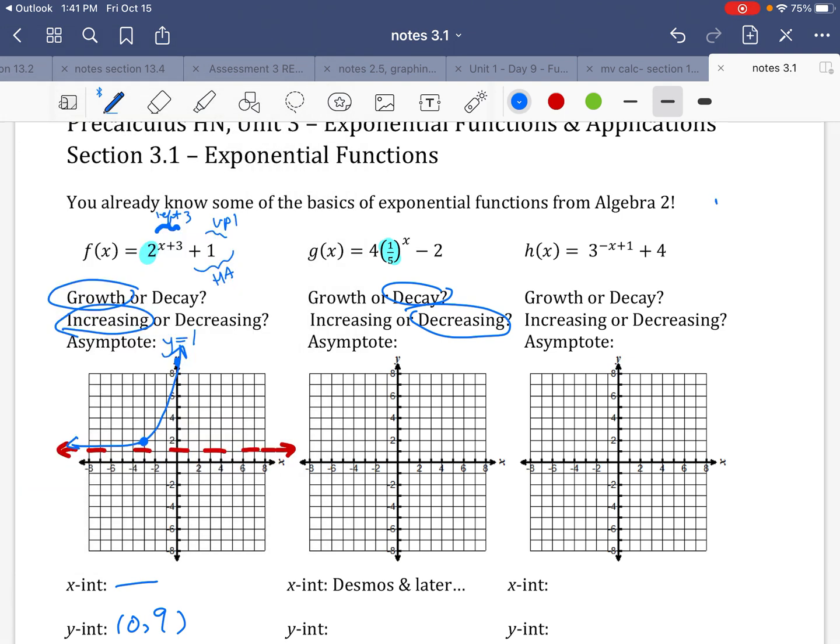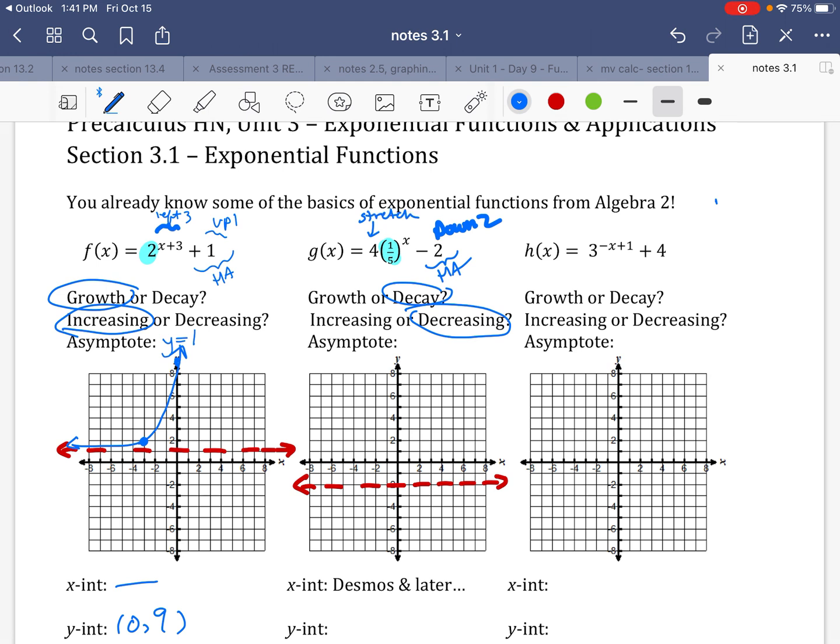All right, so in the middle here, growth or decay? We got decay because of the 1/5. This right here, remember, controls our horizontal asymptote. So my horizontal asymptote is going to be y equals -2. So this thing got moved down 2. It didn't get moved left or right, but this thing did have a stretch.